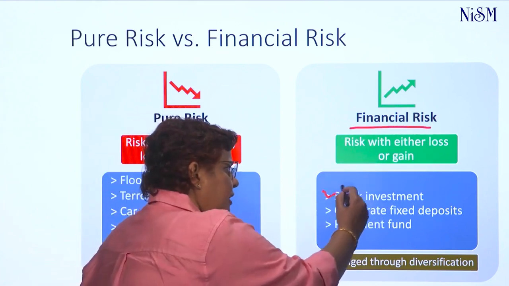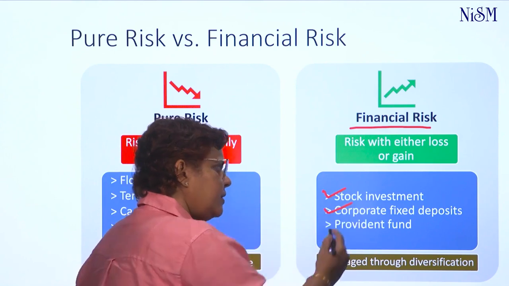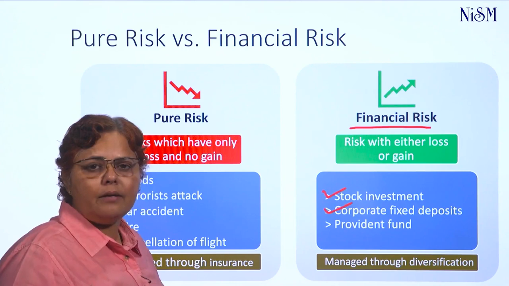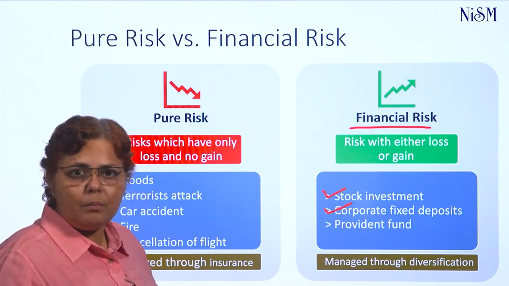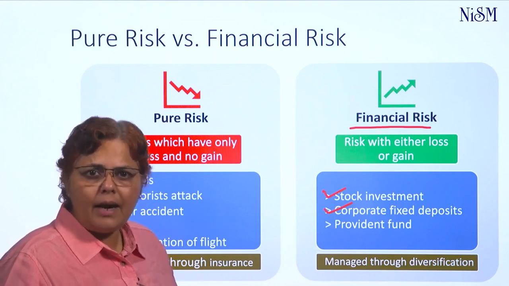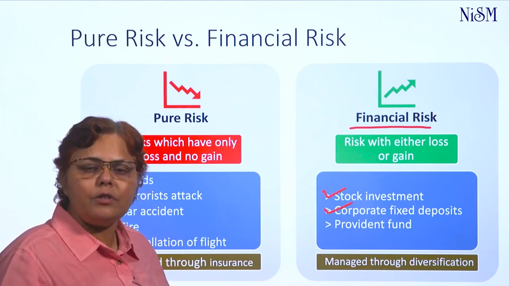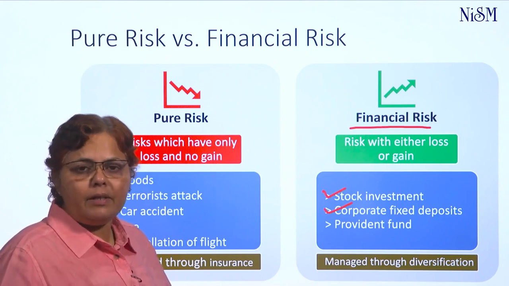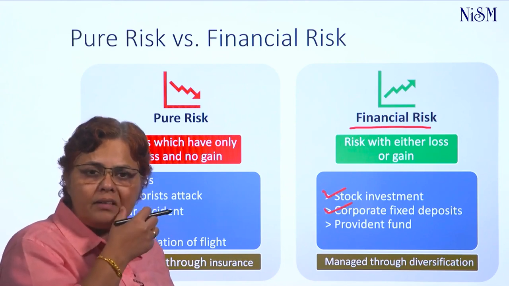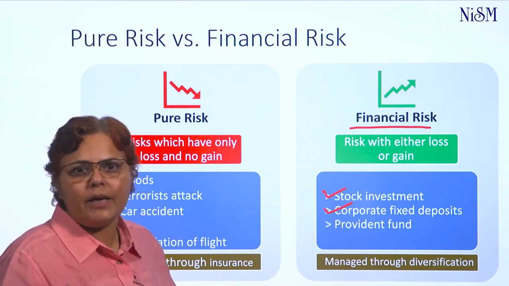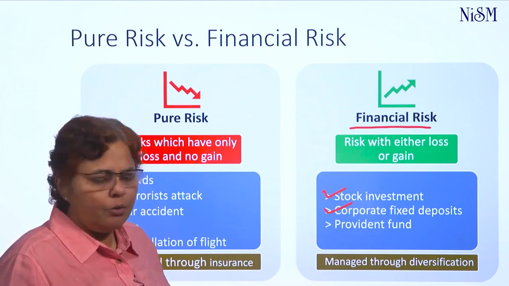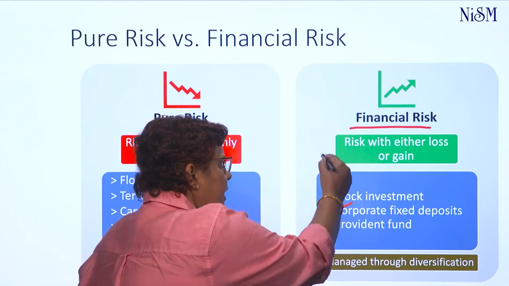It can happen in stock investment, and it can happen in corporate fixed deposits. Suppose you have taken a corporate fixed deposit, but the company from where you have taken it is rated BBB and was not sustaining for the duration for which the FD was taken. When the FD matures and you have to get your money, you find this company has gone bankrupt. So, you do not get the money. But if the company had been good enough, you would have gained the money.